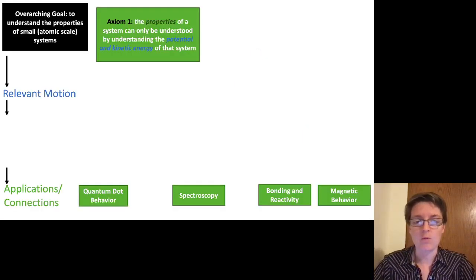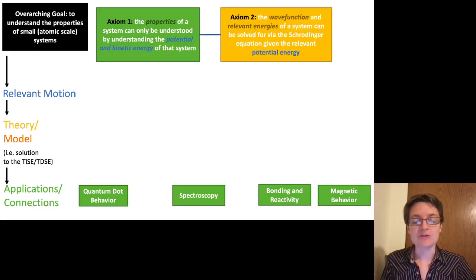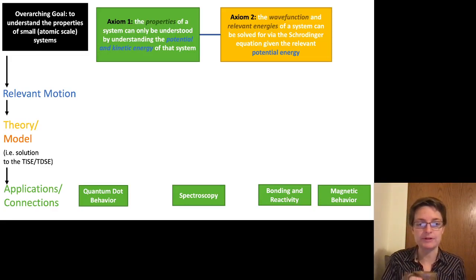It turns out that once we understand the relevant motion of a system, we can then use axiom 2 to help us out. Our second axiom for this PChem course has been that the wave function and relevant energies of a system can be solved for using Schrodinger's equation once we know what the relevant potential energy is that describes the motion of the system.